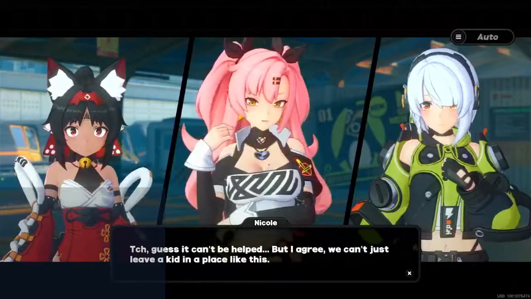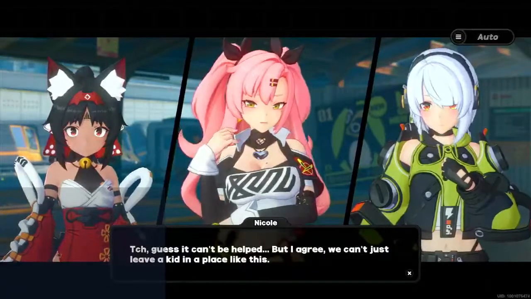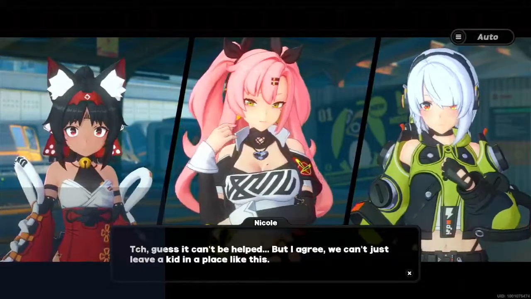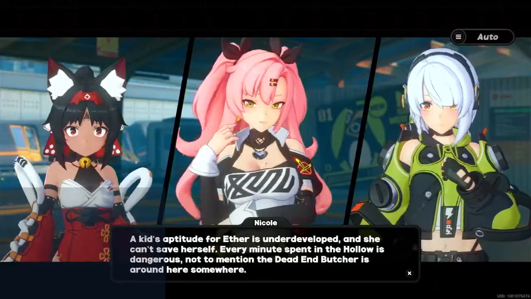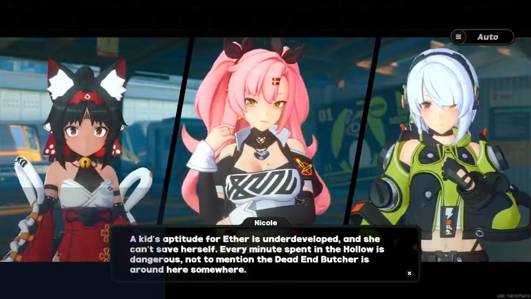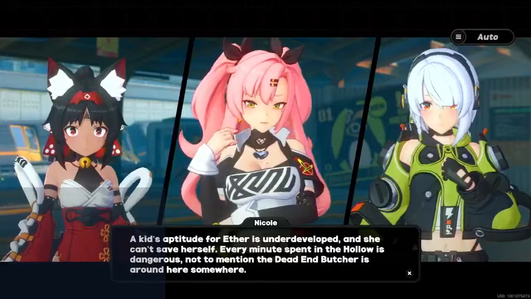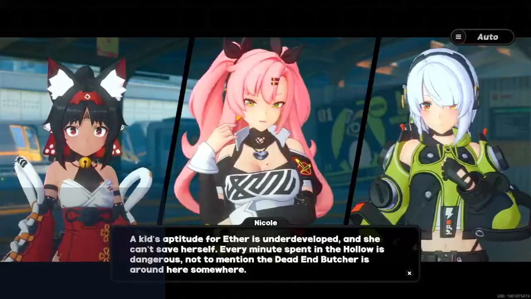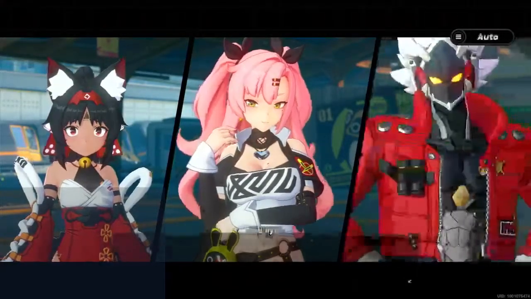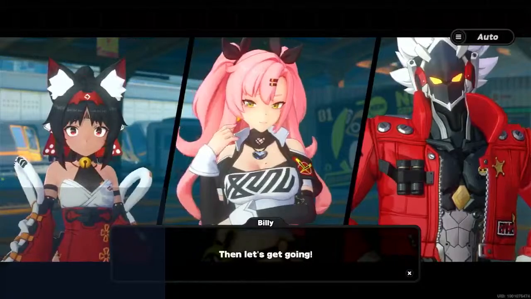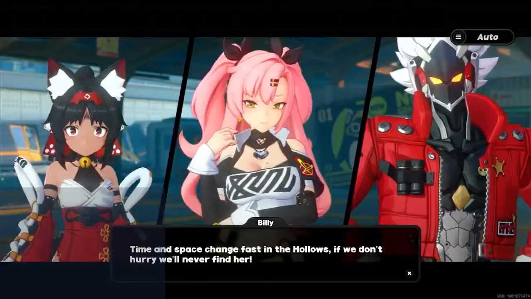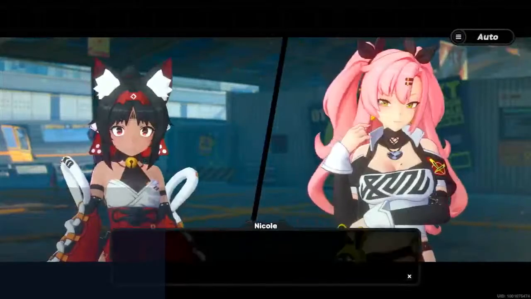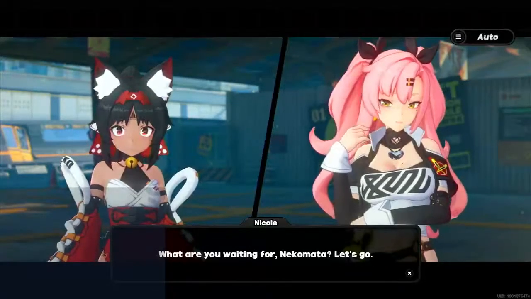Guess it can't be helped. But I agree, we can't just leave a kid in a place like this. A kid's aptitude for ether is underdeveloped, and she can't save herself. Every minute spent in the hollow is dangerous. Not to mention the dead-end butcher is around here somewhere. Then let's get going! Time and space change fast in the hollows. If we don't hurry, we'll never find her. What are you waiting for, Nekomata? Let's go!